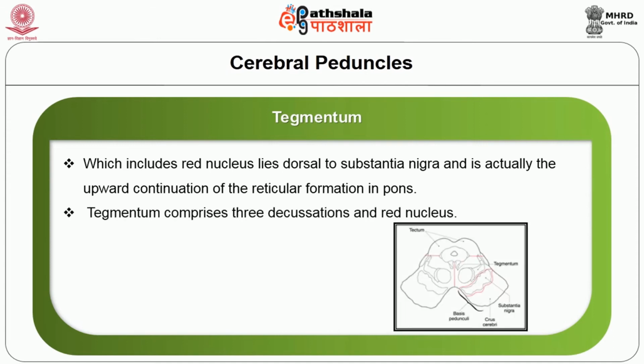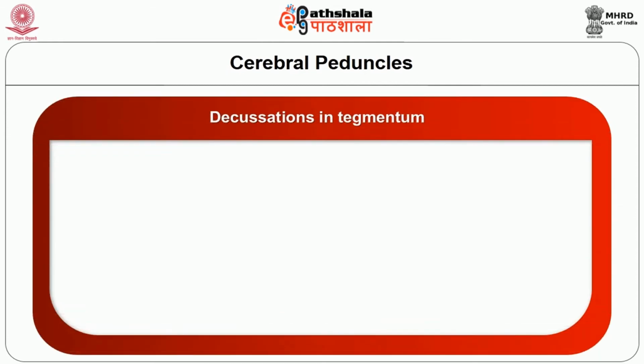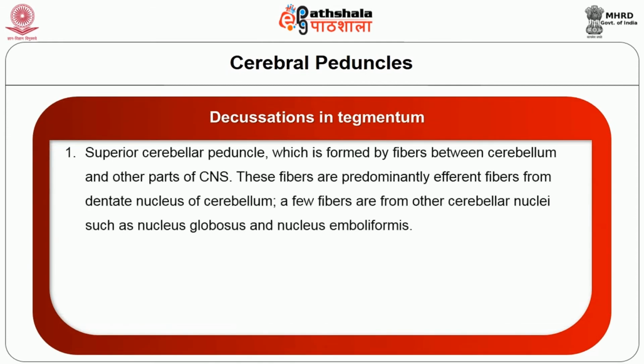Tegmentum comprises three decussations and red nucleus. The decussation in tegmentum, in which the superior cerebellar peduncle is formed by the fibers between the cerebellum and other parts of central nervous system. These fibers are predominantly efferent fibers from dentate nucleus of cerebellum, and a few fibers are from other cerebellar nuclei such as nucleus globosus and nucleus emboliformis.